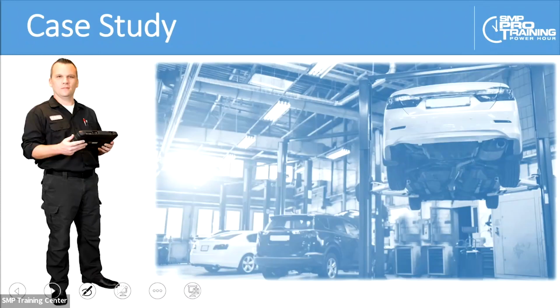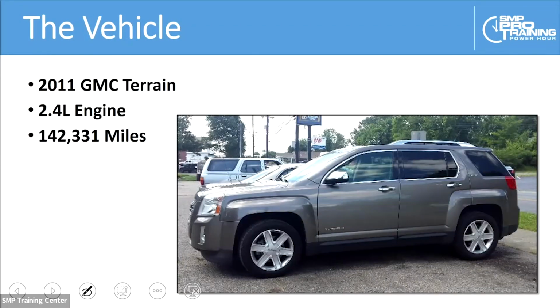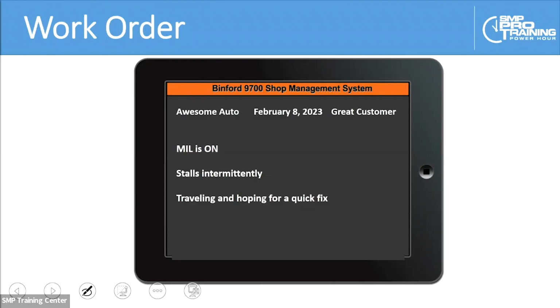All right, let's put what we have learned to use, and let's fix a car. We have as our subject this 2011 GMC Terrain with a 2.4 liter engine. We got 142,000 miles on this thing. We have a check engine light, and it has a drivability problem. The customer says, well, it stalls out intermittently. So we'll see what's going on.